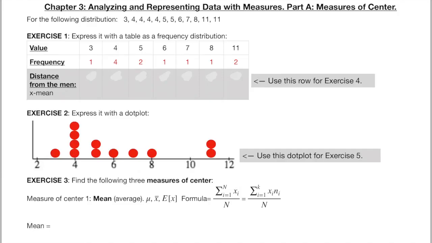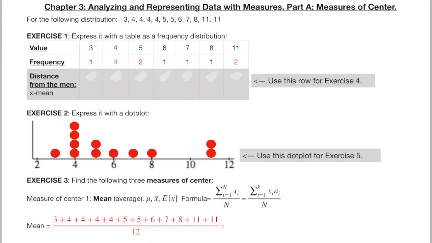You probably know how to do this. We add up all the values and then we divide by the total amount of individuals. 3 plus 4 plus 4 plus 4 plus 4 plus 5 plus 5 plus 6 plus 7 plus 8 plus 11 plus 11. All of it divided by 12.